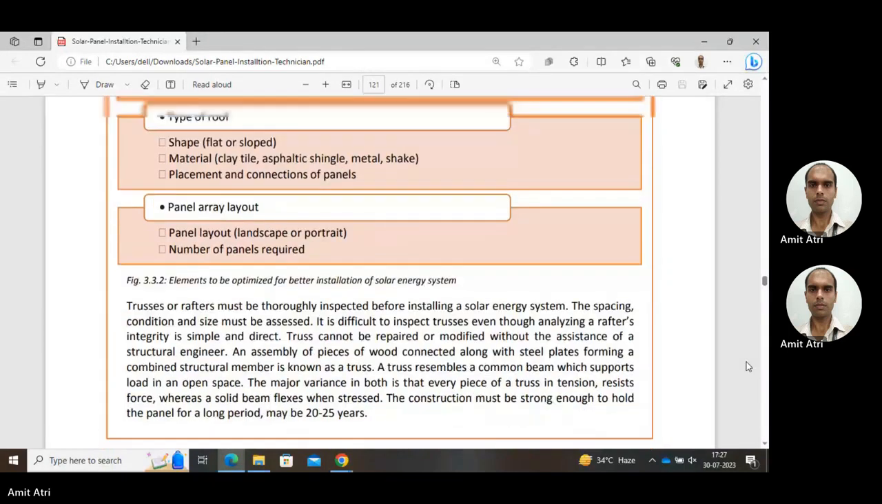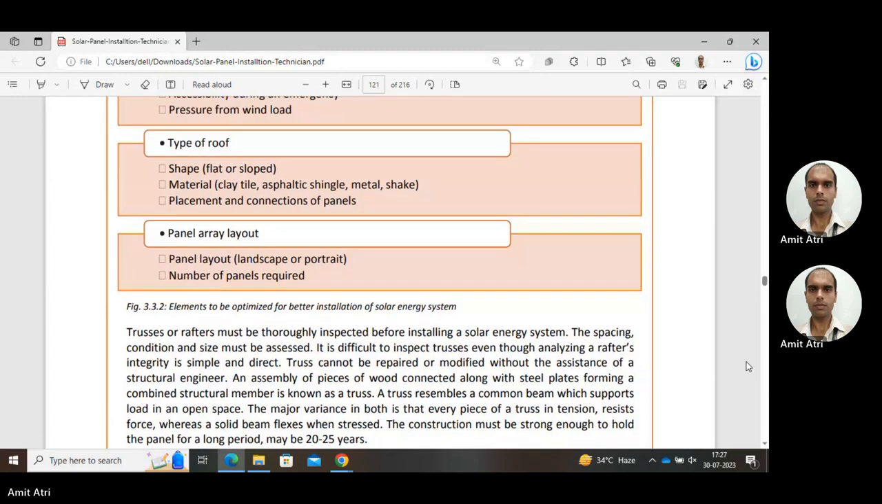Now, a flat or slope roof, we can install panels on both. But the supporting structures won't be the same in both cases. They may differ, so we have to select. Next, the material: clay tile, asphaltic shingle, metal, or shake.